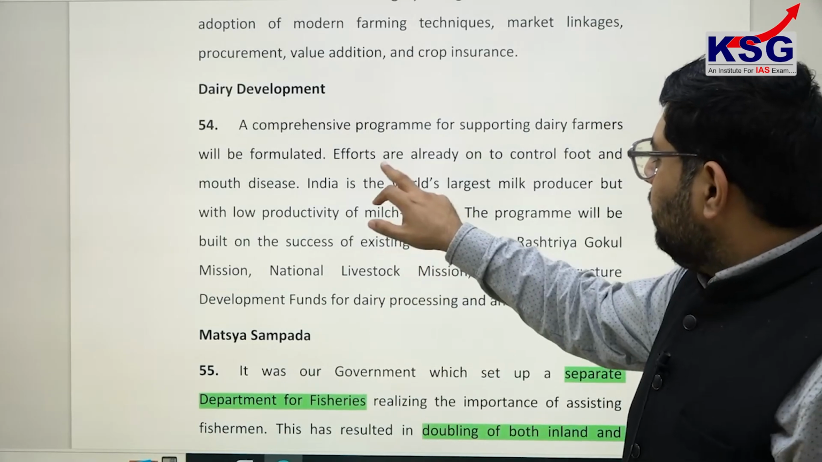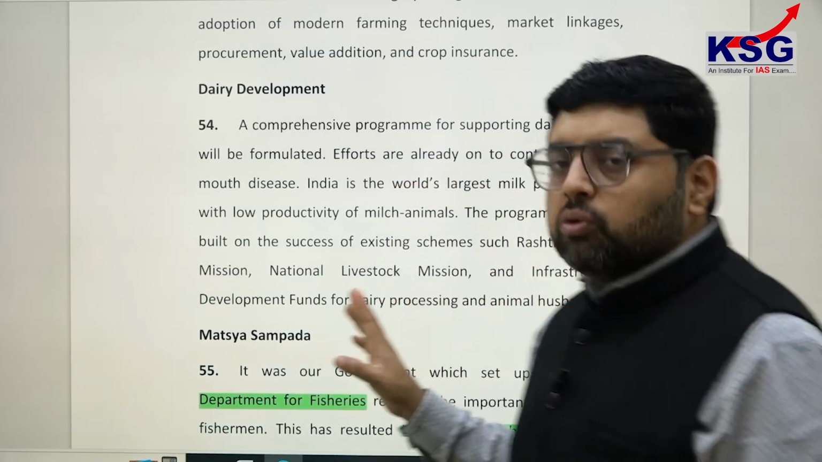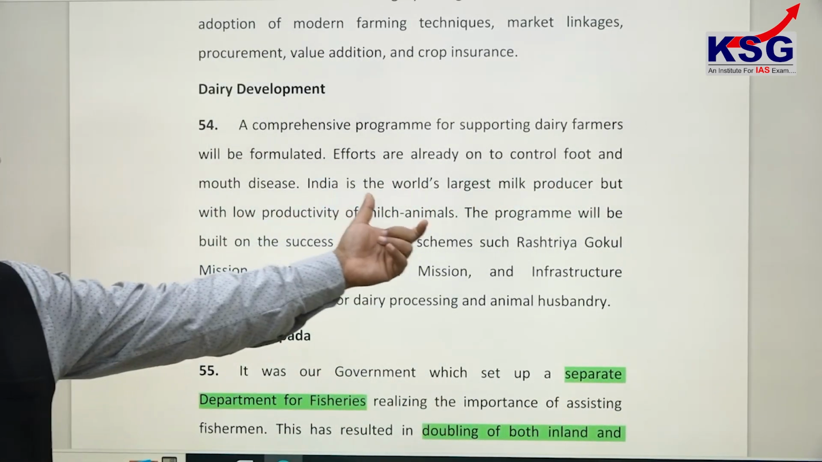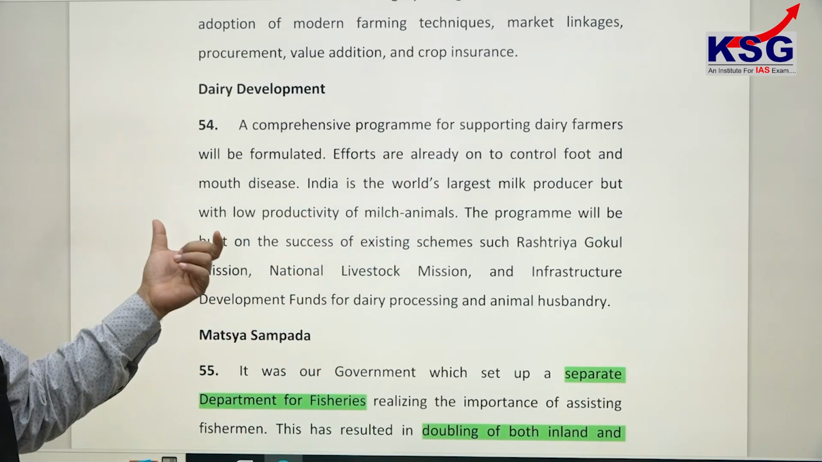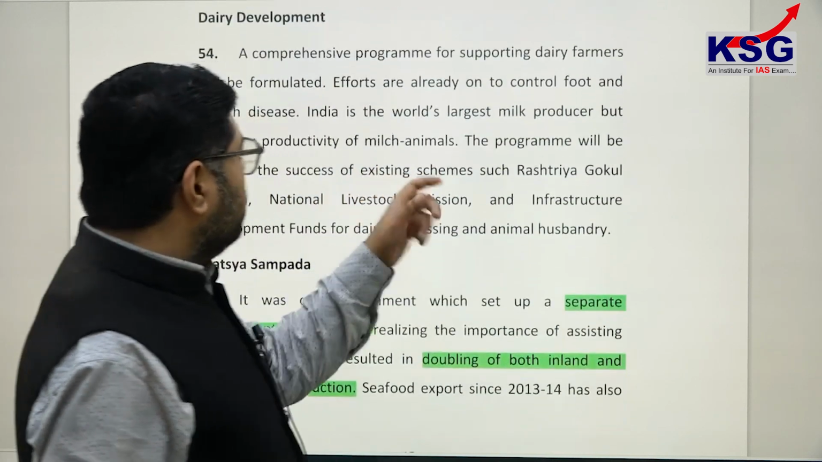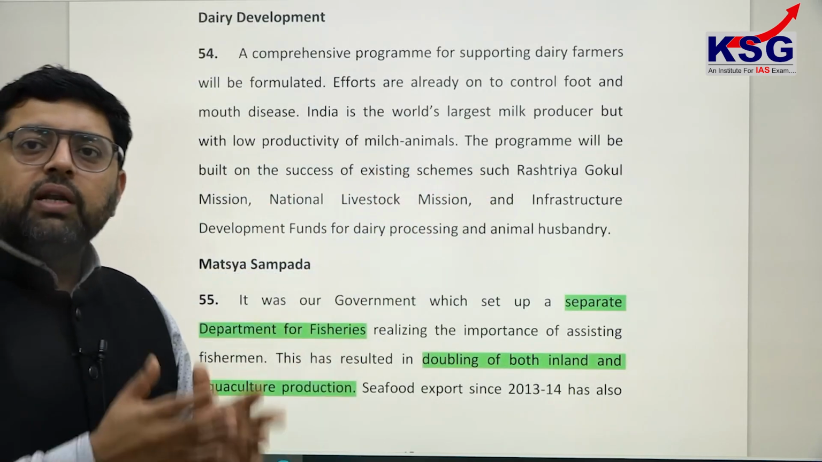Now, efforts are already on to control diseases, especially foot and mouth disease. Similarly, India is the world's largest milk producer, so that's an achievement for us. But on the other hand, the issue is the low productivity of milch animals. The program will also build on past success, so whatever earlier schemes we have, we'll develop over that.